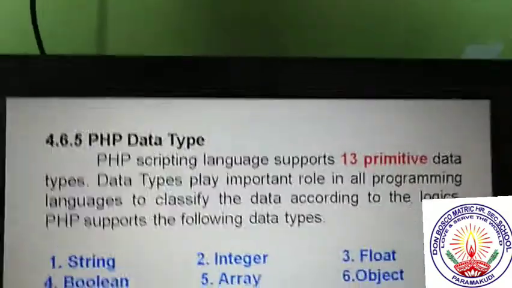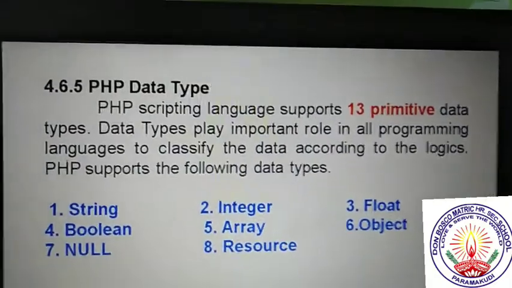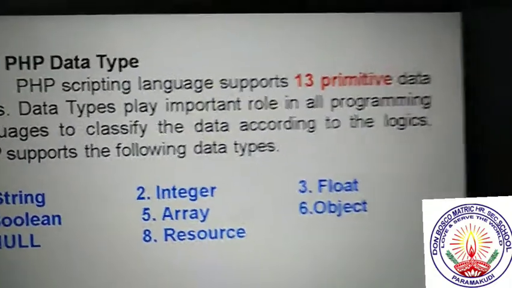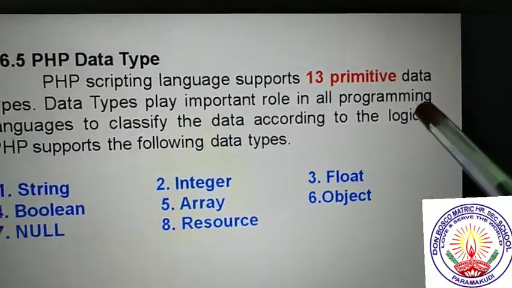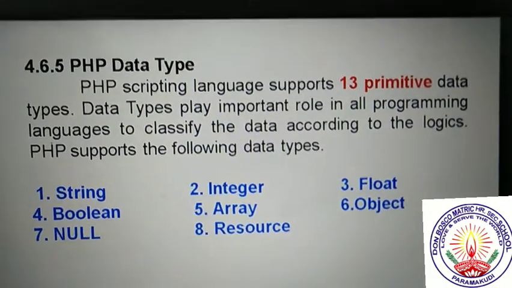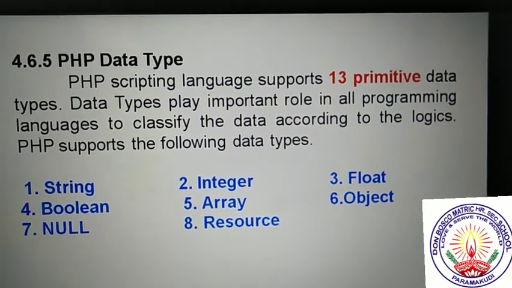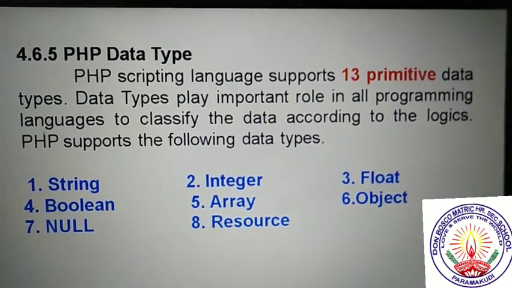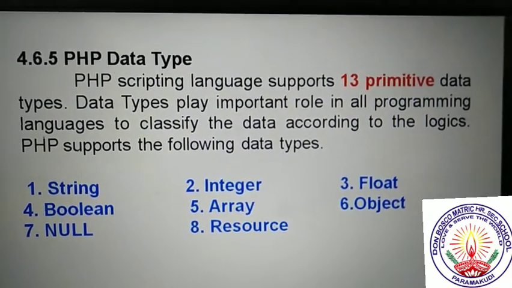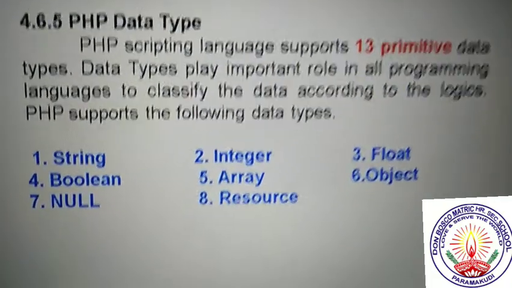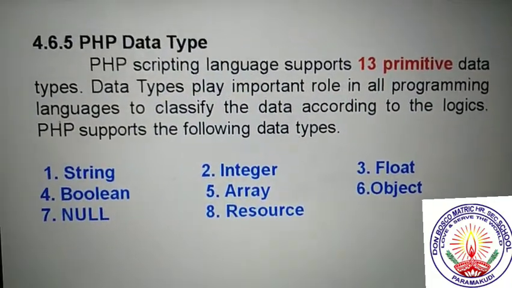And the PHP data types. The PHP scripting language supports 13 primitive data types. Data types play an important role in all programming languages to classify the data according to the logic. PHP supports the following data types.